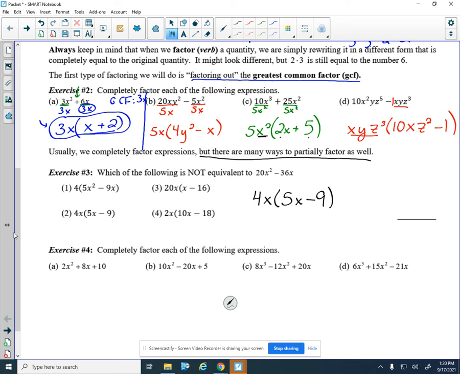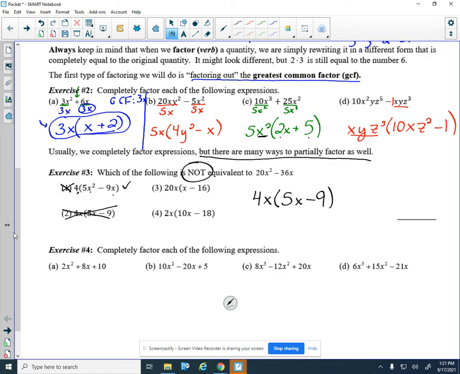So I want which one is not equivalent. So this one is equivalent, right? That's what I got. So then I'll start to look at the other answers. So number 1 actually could be an answer, because do you see how just the 4 is taken out, but they left all of the x's in? So that one's good, right? That's right. So I'm not going to pick this one.